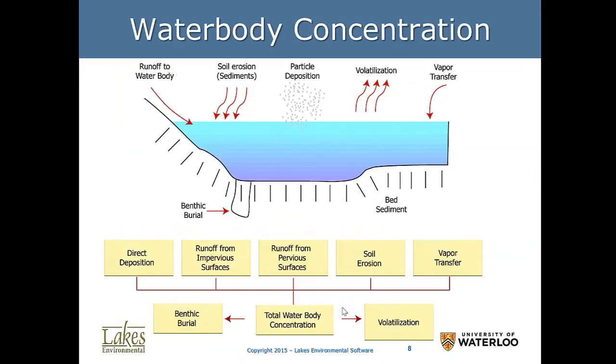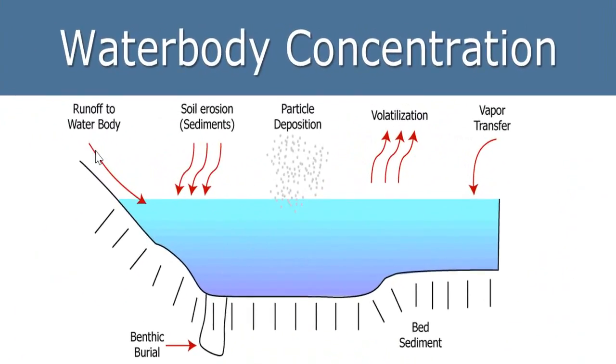Water body concentration. As you can see here from the graph, runoff from the surfaces that do not absorb those pollutants, the water will wash from the surfaces and bring it here. Soil erosion, we get again losses from the soil, which go into the water body. Direct particle deposition, direct vapor transfer, and volatilization from the water body back to the air.